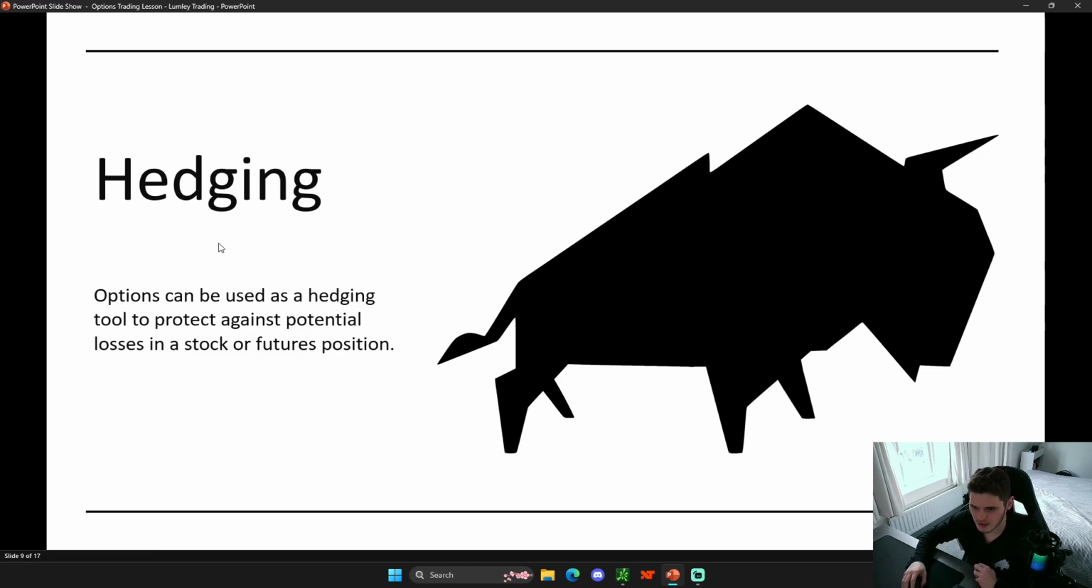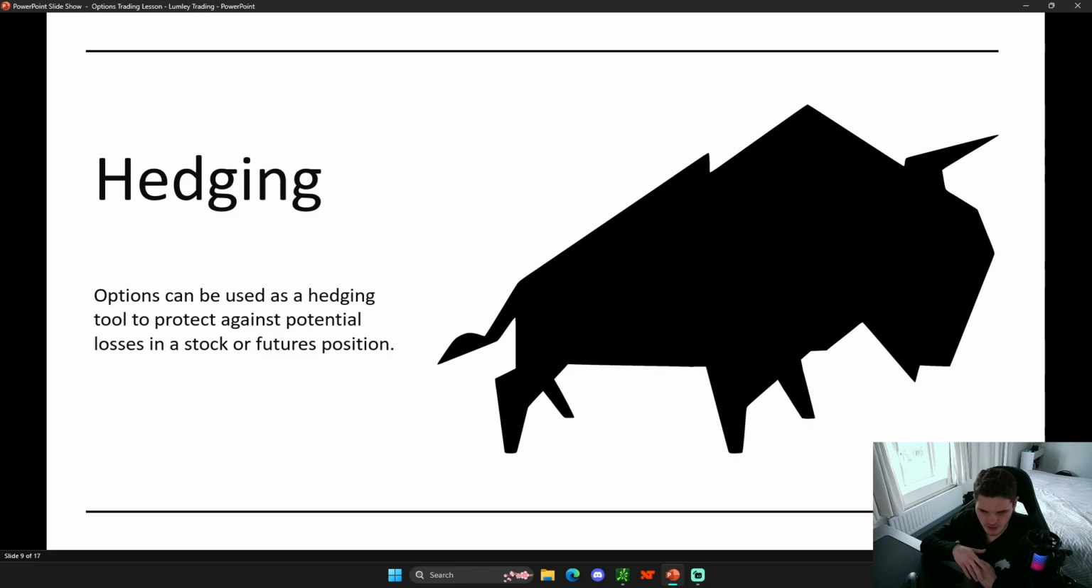Hedging is another key thing of options, and really the main reason they were created in the first place. I don't tend to use it too much because I don't swing trade stocks all that often, but it can definitely be a useful method to use.